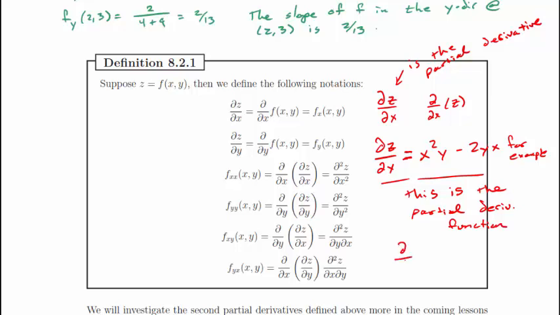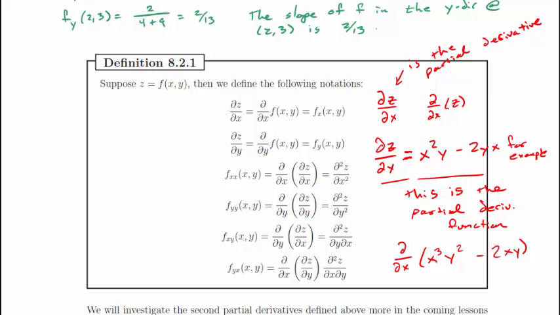However, if I write the partial with respect to x, this is a command. This is an operator. I'm operating on whatever is in front of it. So if I have x to the third y squared minus 2xy, this is saying take the partial derivative with respect to x of this expression. It's operating on whatever we have in parentheses to its right. So up here, where I have the partial derivative with respect to x of z, it's saying take the partial derivative with respect to x of my function z.